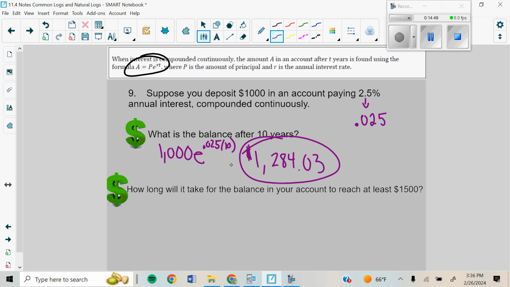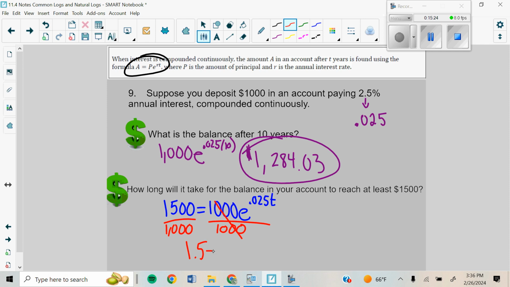So Part B says, how long will it take for the balance in your account to reach at least $1,500? So this one, we don't know our t, we're going to solve for our t. So 1,500 equals 1,000 e to the 0.025t. We have dealt with problems like this before, it's just that this time we have an e in it. So we're going to start off by dividing by 1,000. When we divide by 1,000, we get 1.5 equals e to the 0.025t.